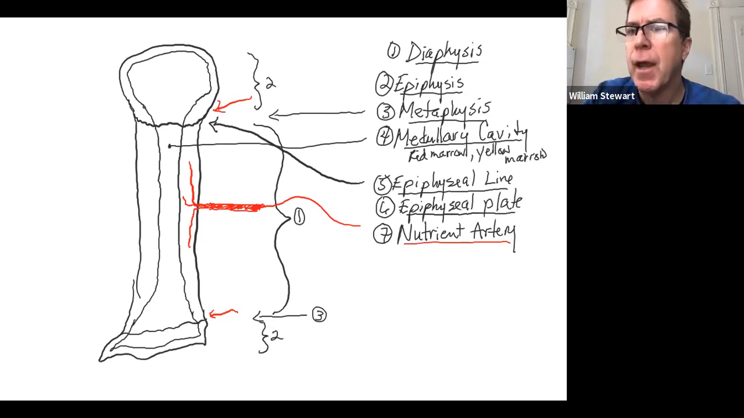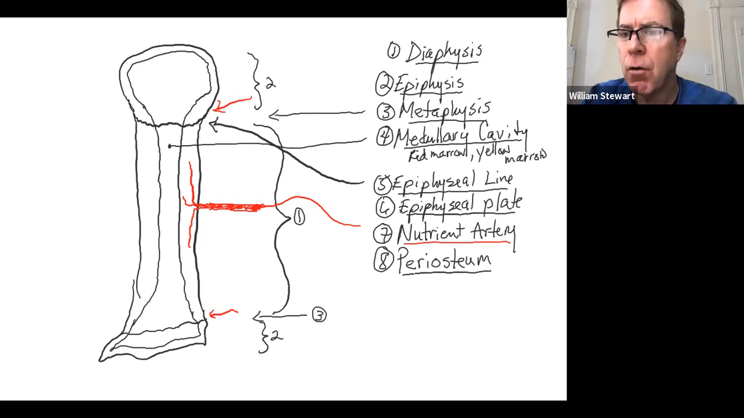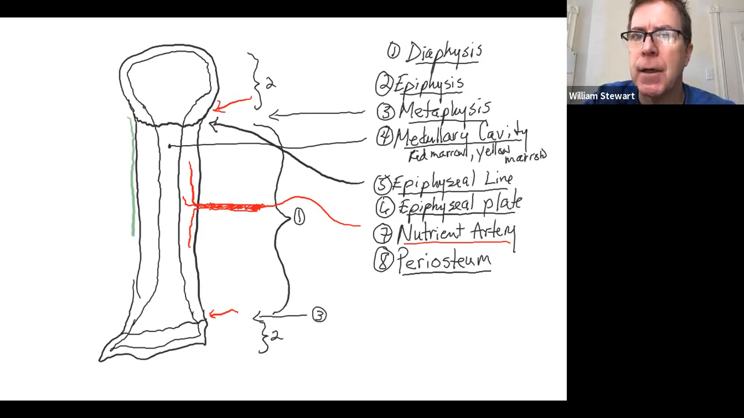Number 8, the periosteum. Peri, P-E-R-I, means around. Osteum means bone. So this is tough, coarse, fibrous connective tissue that is like a jacket surrounding mostly the diaphysis of a typical long bone like this.